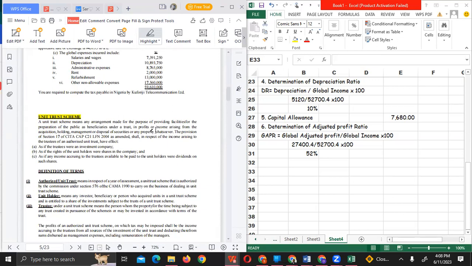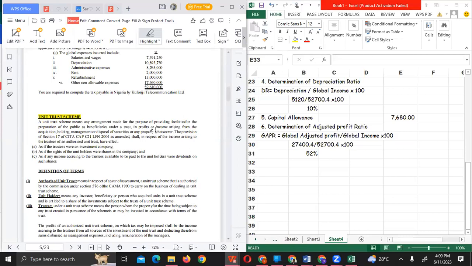Okay, so let me move on to unit trust scheme. So what is unit trust scheme? Unit trust scheme means any arrangement made for the purpose of providing facilities for participation by the public or third party as beneficiary under a trust in profits or income arising from the acquisition, holding, management, or disposal of securities or any property whatsoever. So, do you understand what I just said? Hi, we are following, sir.